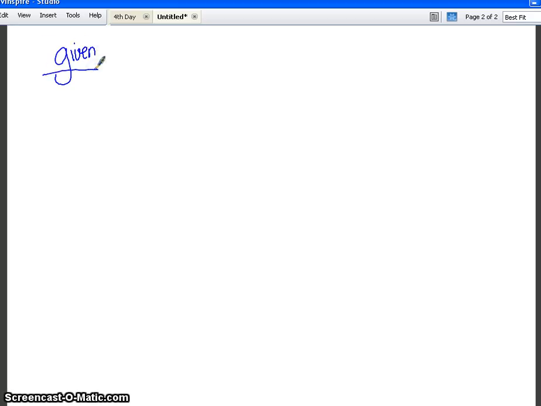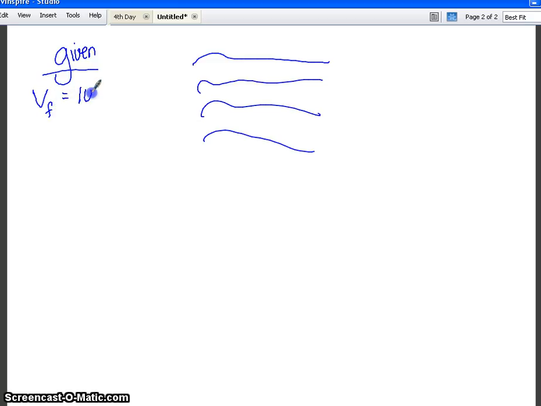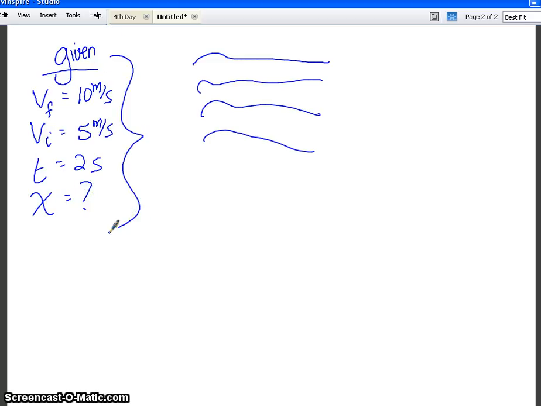Say I have a question that says there's a final velocity of 10 meters per second, an initial velocity of 5 meters per second, and the time is 2 seconds. What is my displacement? You should always make little charts, writing out what you know and what you need to find.